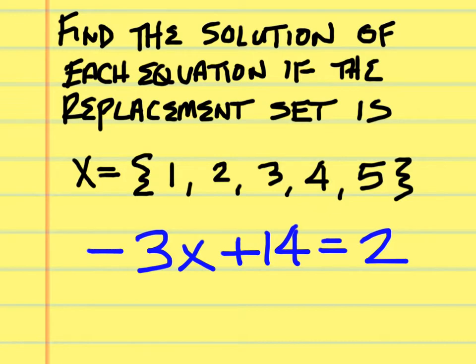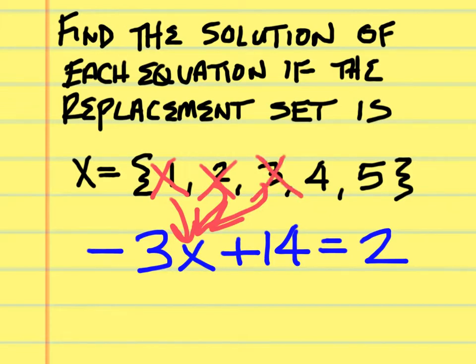If I put a 1 in here, that gives me negative 3 plus 14. That's 9. If I put a 2 in, that's negative 6 plus 14. That's 8. That's not going to work. If I put a 3 in, that's negative 9 plus 14. That's 5. That won't work. Put a 4 in and come up with negative 12 plus 14. That will work. Answer is 4.